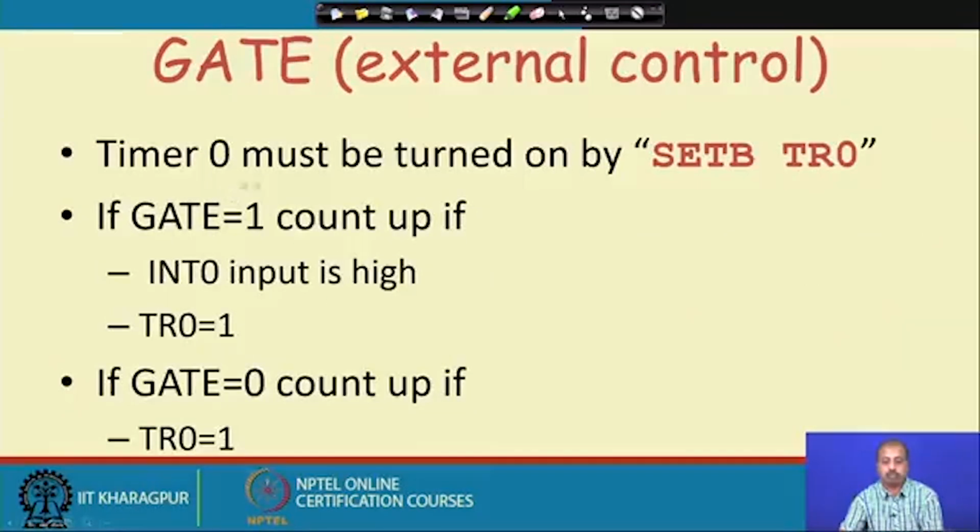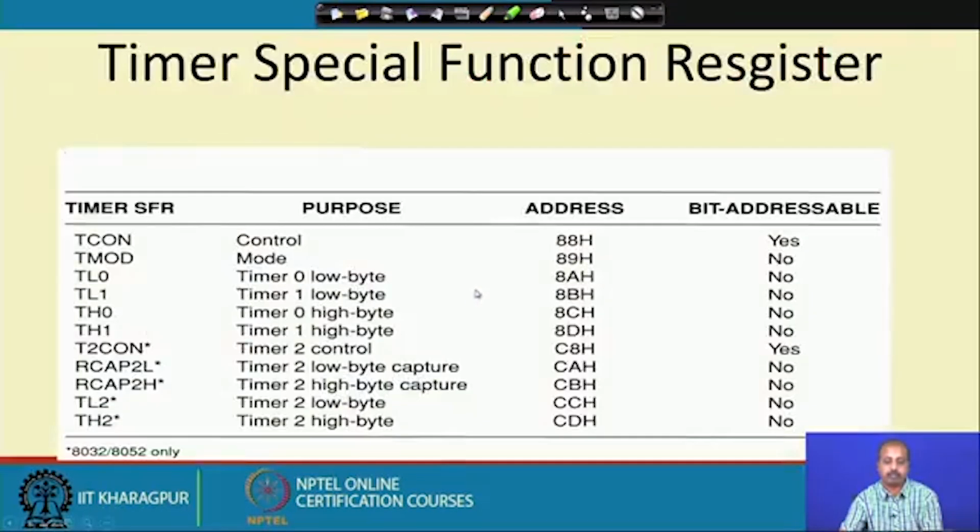For turning on the timer from the software side, for internal turn on, we have to use the instruction SETB TR0. That remains. Apart from that, we can have this external gate equal to 1. If gate equal to 1, it will count up if the INT0 input is high and TR0 is equal to 1. If these two conditions are satisfied, only then the up counting will take place. For gate equal to 0, it is only the software control, so only TR0 equal to 1 will be sufficient. So this we have seen.